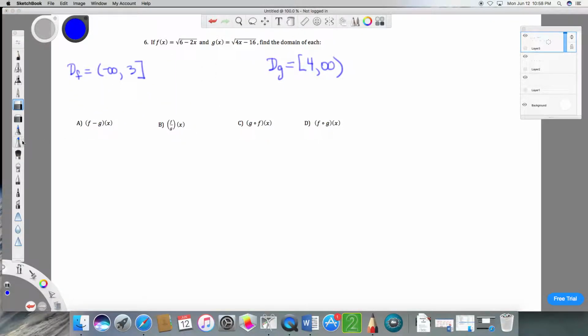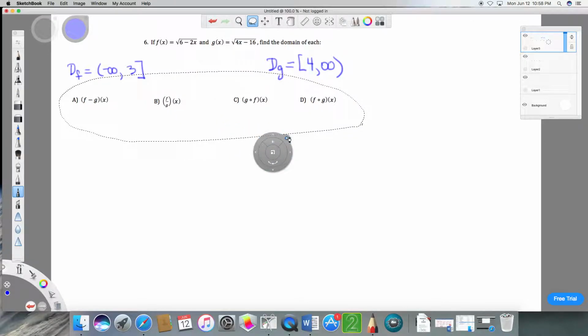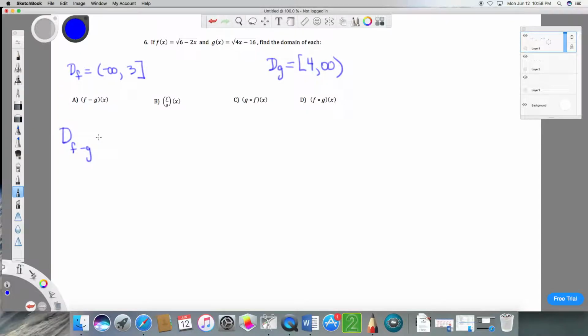All right. So let's come down here and think about finding the domain of the difference, f minus g. Well, to find its domain, we intersect the domain of f with the domain of g. So the domain of f minus g is going to equal the domain of f intersected with the domain of g. You have to be in both members to be in the intersection.